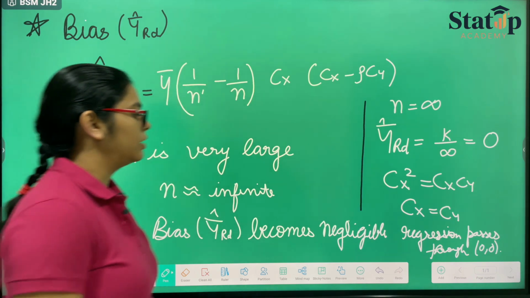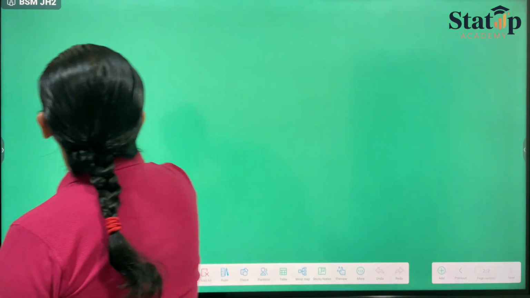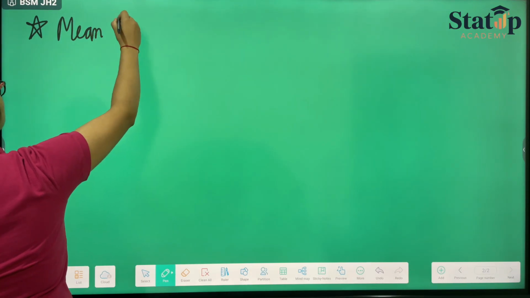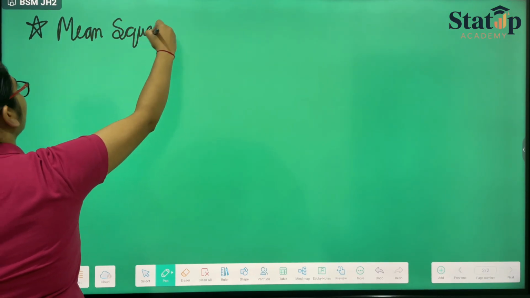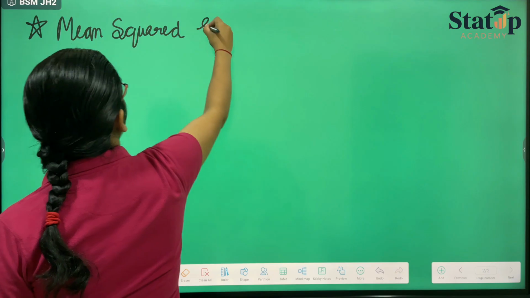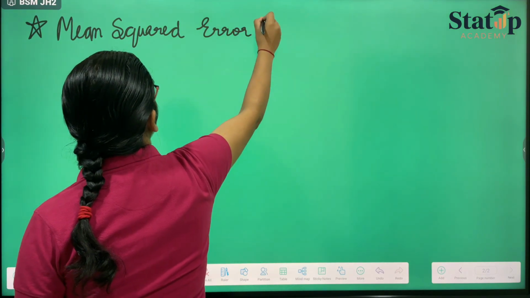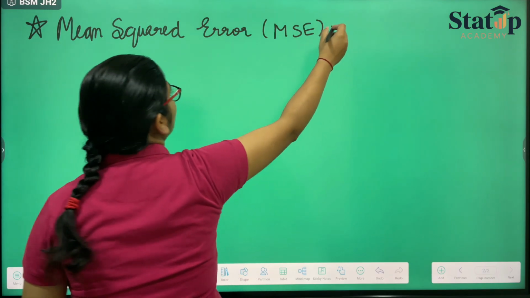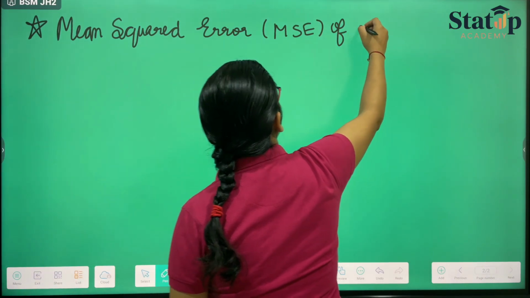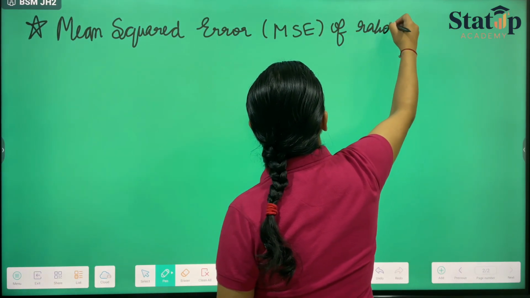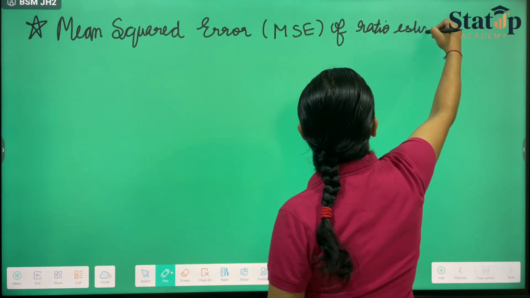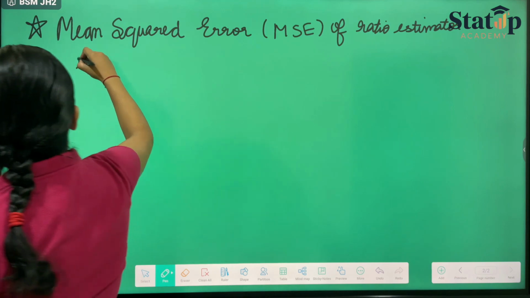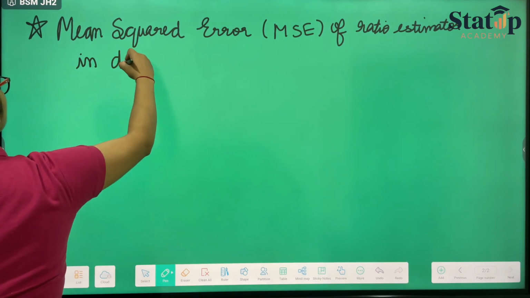Now today we'll start with MSE, which is mean squared error, of ratio estimator in double sampling.